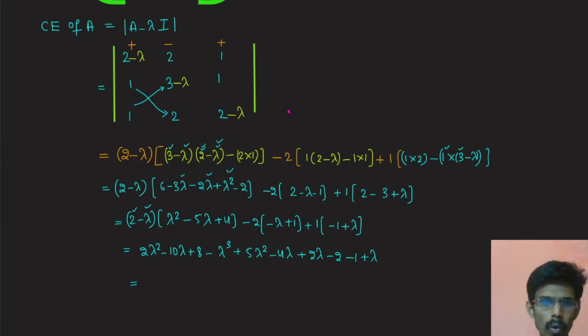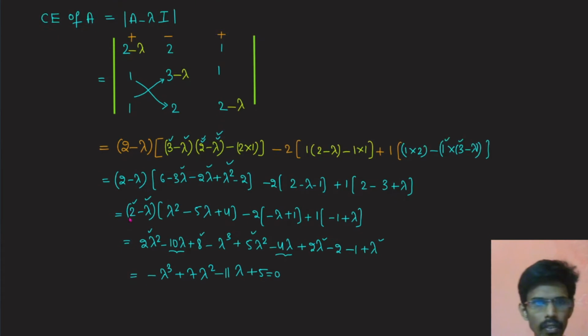Now we have the highest power of lambda, minus lambda cube. Next we have 2 lambda square and 5 lambda square, so this will become 7 lambda square. Next the lambda terms: 10 lambda, 4 lambda, so this will become 14, plus here we have 2 lambda, this will be 3, so we have minus 11 lambda. Next we have the constant term 8 here, 8 minus 3 will be 5, plus 5 equals 0.